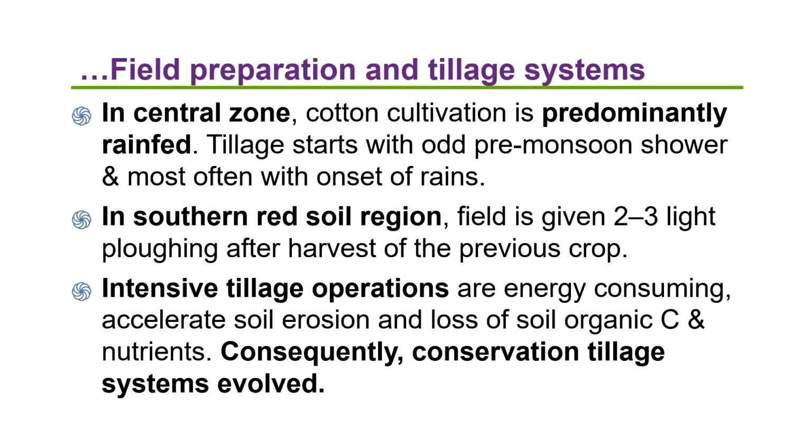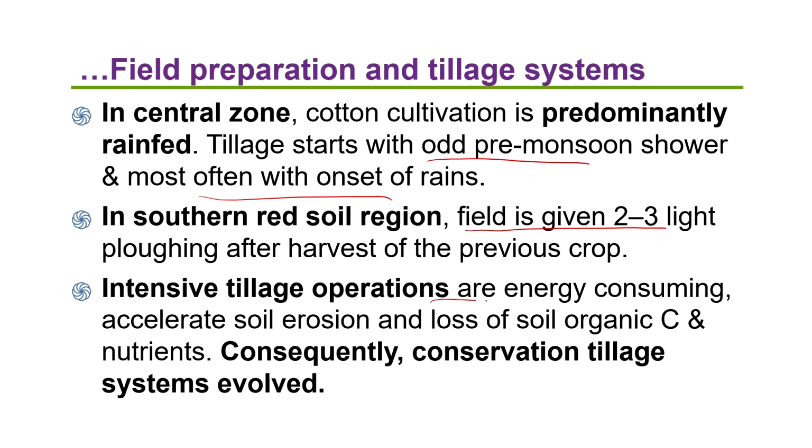In central zone, cotton cultivation is predominantly rain-fed. Tillage starts with odd pre-monsoon showers and most often with onset of rains. In southern red soil region, the field is given 2 to 3 light ploughings after harvest of the previous crop.